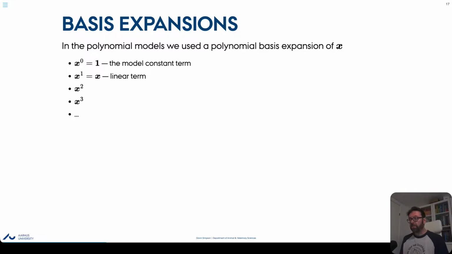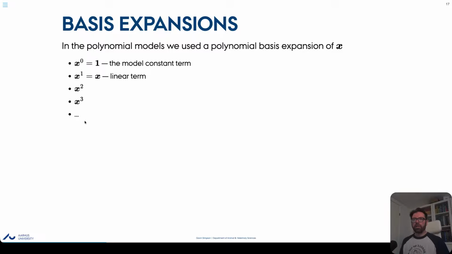Splines are created from something called a basis expansion. And that polynomial model that we fitted earlier, that was also a basis expansion. It was a polynomial basis expansion of our covariate. So in that model, if you had x raised to the power of 0, then that gives you a constant. That's essentially the covariate that goes with the intercept. X raised to the power of 1 gave us our linear term, and then we had x squared, x cubed, x to the 4, and so on.